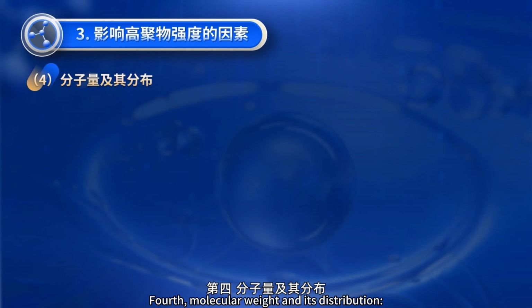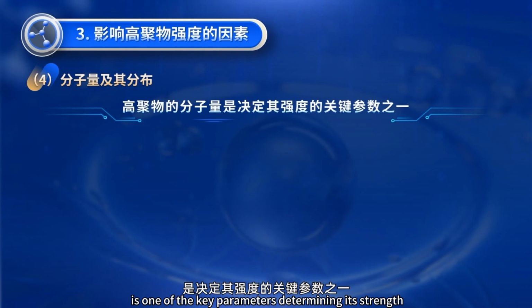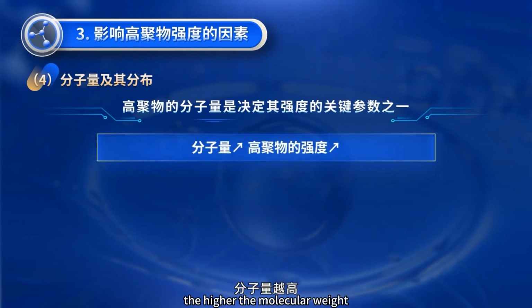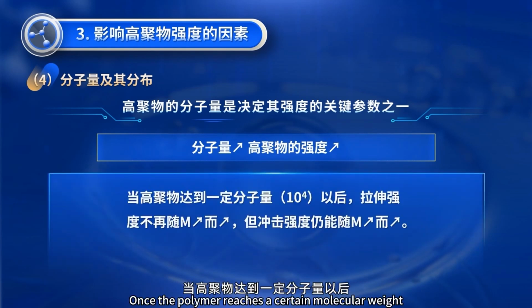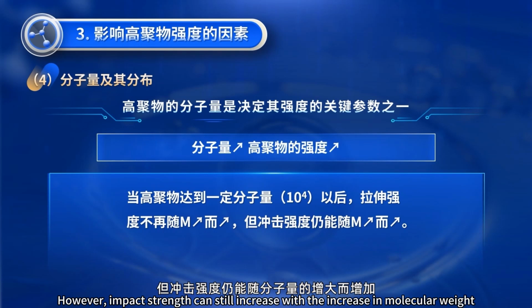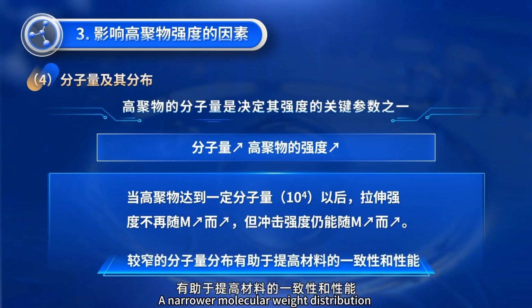Fourth, molecular weight and its distribution. The molecular weight of a polymer is one of the key parameters determining its strength. In general, the higher the molecular weight, the greater the polymer's strength. Once the polymer reaches a certain molecular weight, the tensile strength no longer increases with the increase in molecular weight. However, impact strength can still increase with the increase in molecular weight. Molecular weight distribution is also important. A narrower molecular weight distribution helps improve the material's consistency and performance.